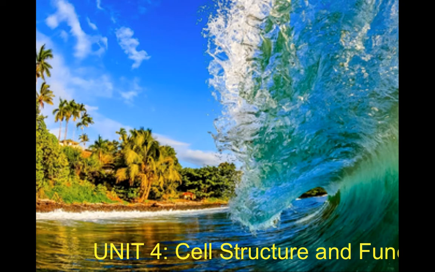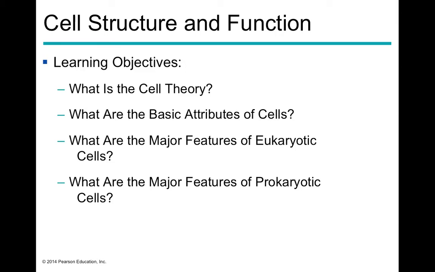Today we'll be talking about cell structure and function. We're going to start discussing cell theory. Basically, the cell theory is that all living things, or even the smallest living things, are comprised of cells. We'll talk about the basic attributes of cells, so what makes a cell alive. And also we'll talk about the major differences between eukaryotic and prokaryotic cells and also some of the similarities.